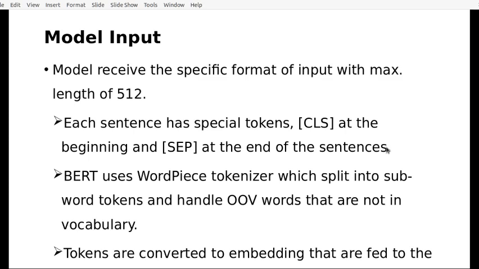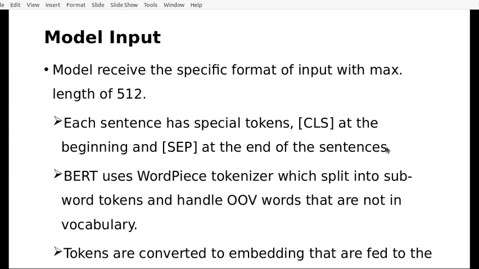And now let us look at the model input, what we input into our model. Our model receives a specific format of input with a maximum length of 512, and each sentence has special tokens. It has two special tokens: the classification token, which is used in classification tasks and is found at the beginning of the sentence, and also a separation token, which is found at the end of the sentence.